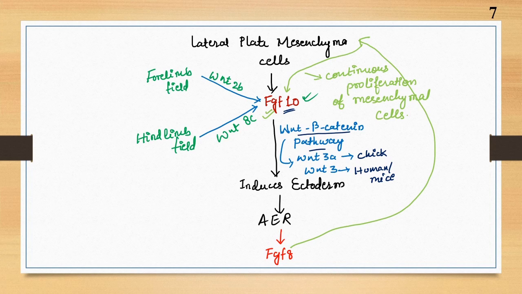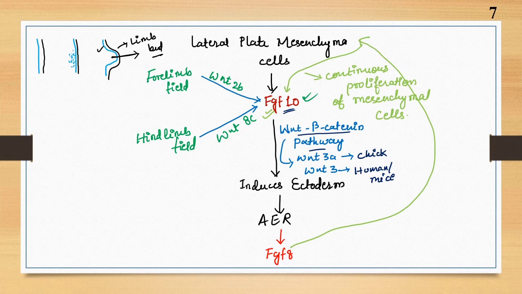So suppose this is the mesoderm, this is the ectoderm. Now as the mesoderm is induced and it will start continuous proliferation, so due to this continuous proliferation it will bulge out. And this bulging will lead to the proximal to distal growth and lead to the formation of the limb bud. Okay, so due to this continuous proliferation, the mesoderm bulges out, so does the ectoderm, and limb bud forms.